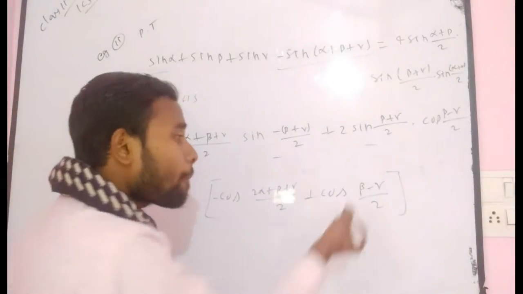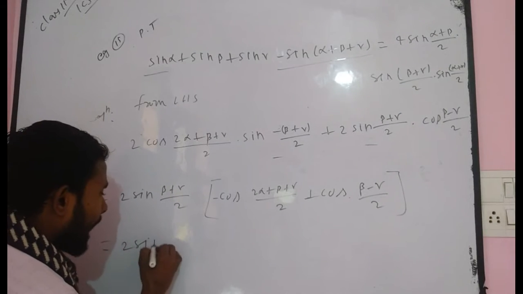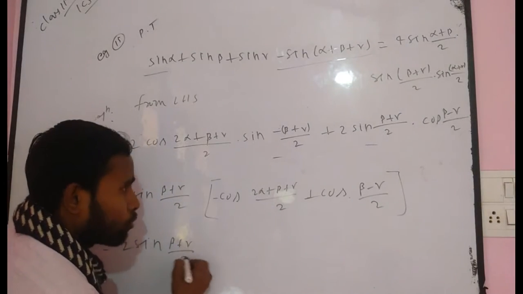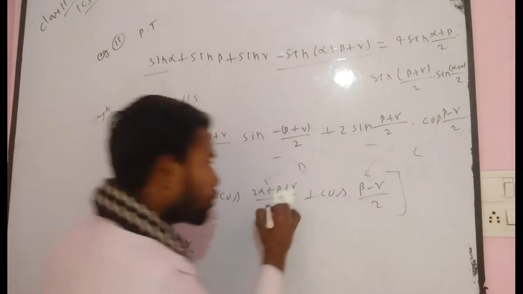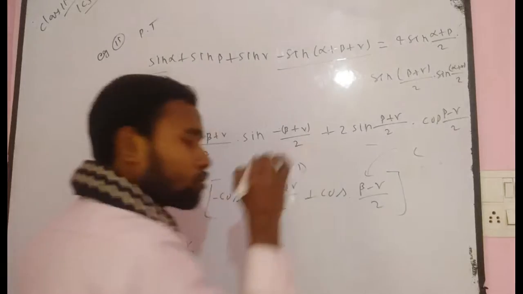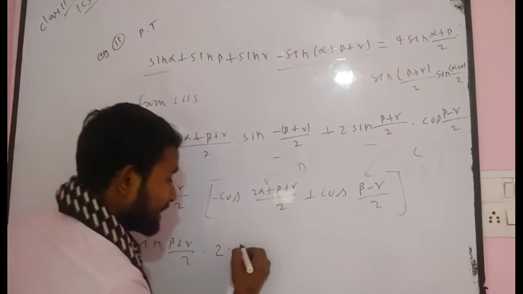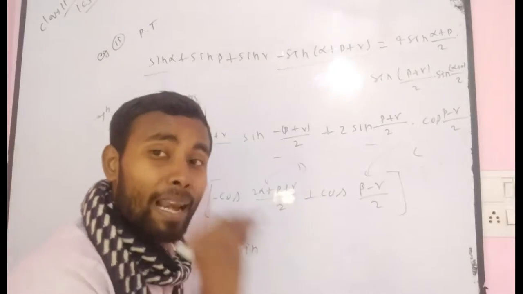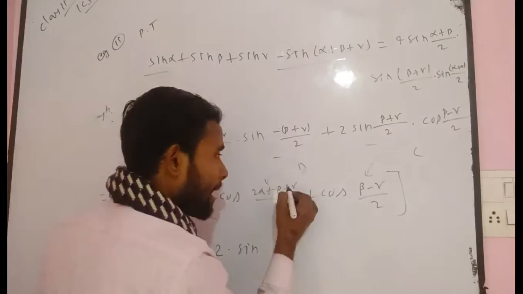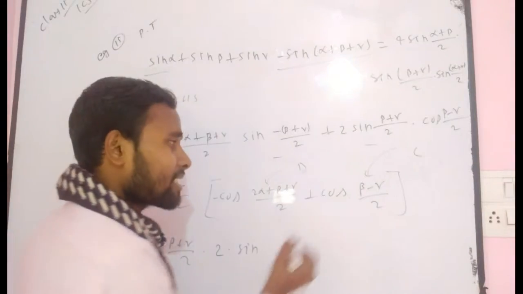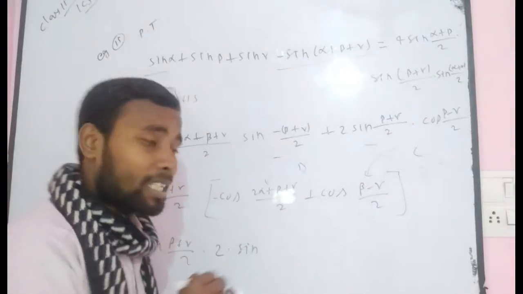What is the formula of cos c minus cos d? Can you write it? 2 times sin beta plus gamma by 2. Suppose that it is c and it is d. Then cos c minus cos d is equal to 2 times sin of c plus d by 2. If you add c plus d by 2, you observe that gamma and minus gamma vanish each other, and you get 2 beta and 2 alpha. If you take 2 common, you get alpha plus beta by 2.